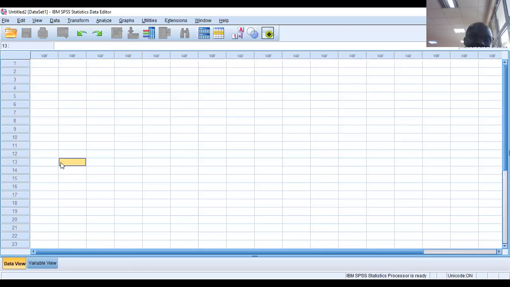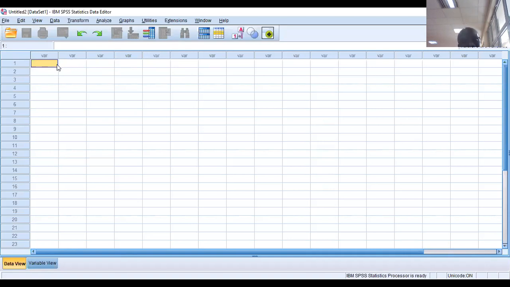Again, like Excel, SPSS has columns, and you have an infinite number of columns. You can insert columns, you can delete columns, the same way. No difference. And these are cells. Just like in Excel, you also have cells in SPSS.